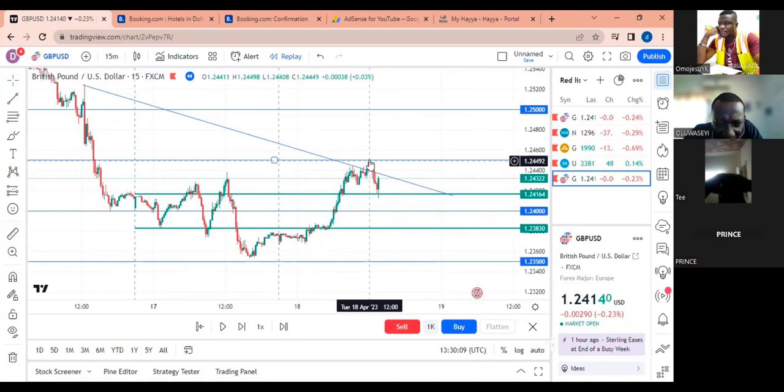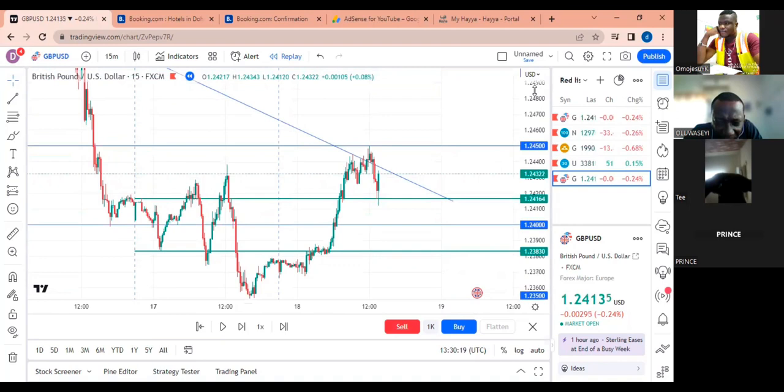Okay. So now this is around 12:15, which means we are already in the London market. So now we already have our M pattern here.